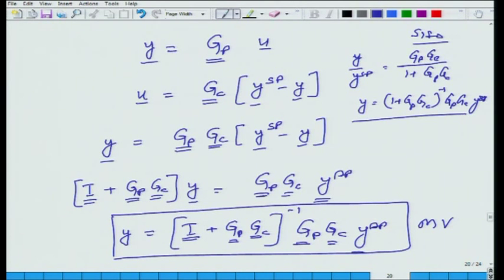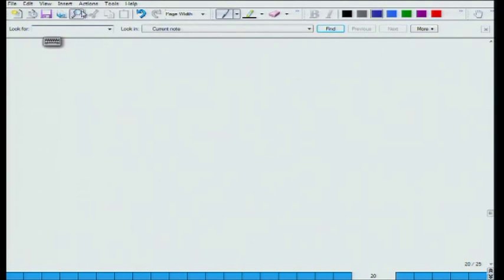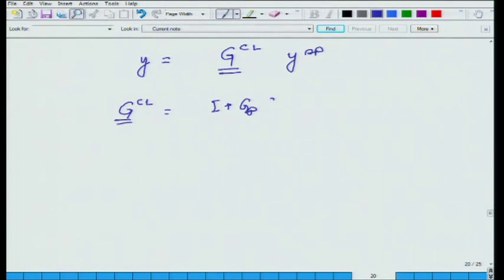Okay. Now, when I am inverting this matrix, so now let me say my multivariable system is y is equal to some matrix G closed, some matrix of transfer functions, times y set point, and this matrix of transfer functions G closed loop is actually equal to (I plus GP GC) inverse times GP.